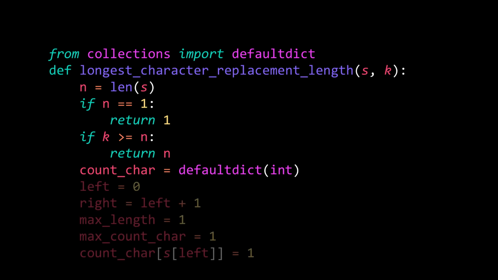We have the left pointer now, which will be 0, and we have the right pointer, which is 1. Max length so far is 1. Max count character is also 1, and we also initialize the count of our leftmost character, which in our case is A. So we will set that value to 1 in our default dictionary. We will now head over to the loop.